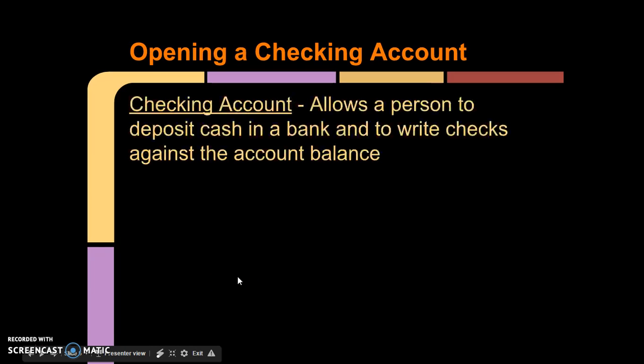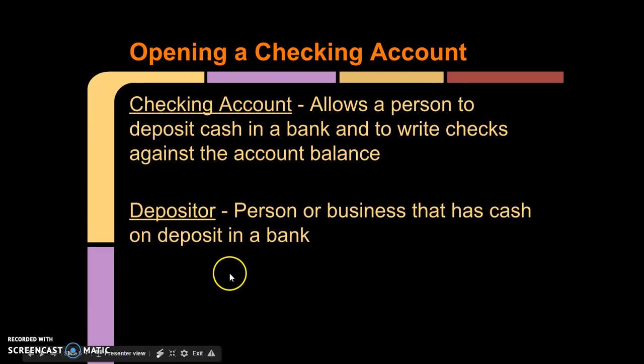A checking account allows a person to deposit cash in a bank and write checks against the account balance. Chances are some of you have checking accounts and have experience using this. This is the account that we use. The checking account is how we value our cash at a particular point in the accounting cycle. Cash going out, cash coming in. The depositor is a person or business that has cash on deposit in a bank. This is the person making the deposit, so that would be you, the account holder of the checking account.